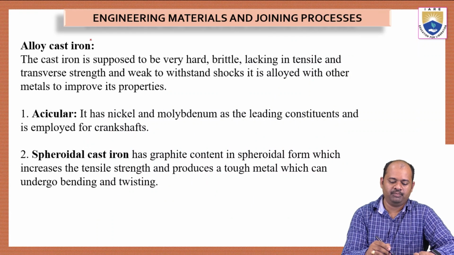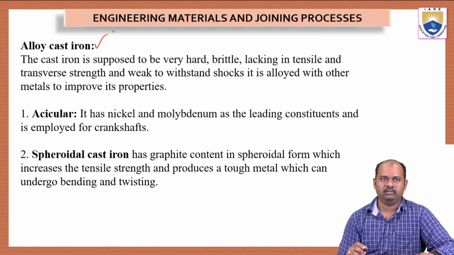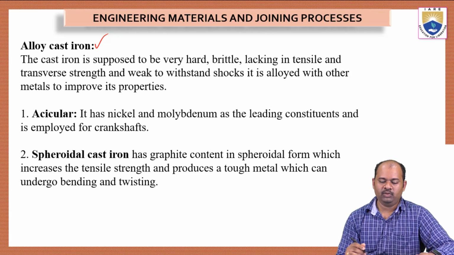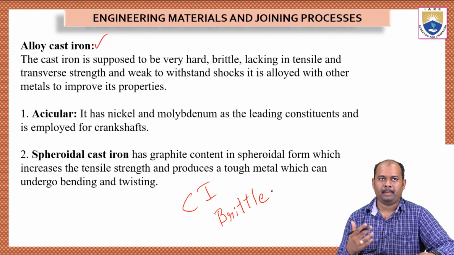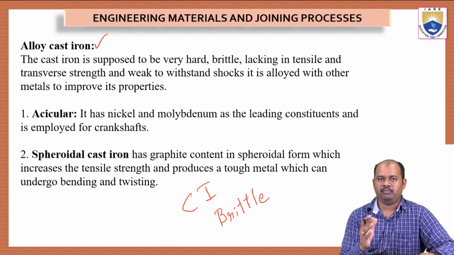And then we have another type of cast iron, that is alloy cast iron, where the cast iron is supposed to be very hard, brittle, lacking in tensile and transverse strength, and weak to withstand shocks. It is alloyed with other metals to improve its properties. Generally, any cast iron will be brittle, because most forms of cast iron are very brittle in nature, and it has to be used in a particular manner where it cannot produce a crack or break.